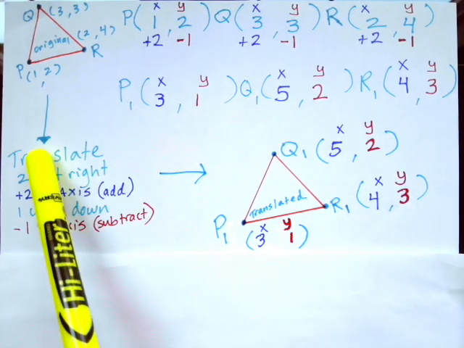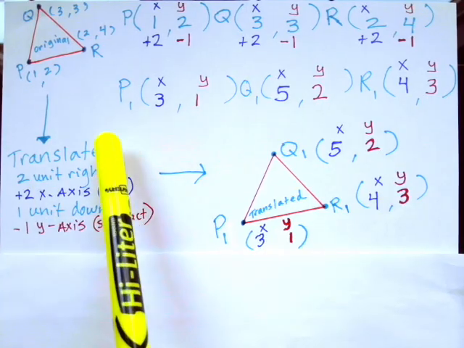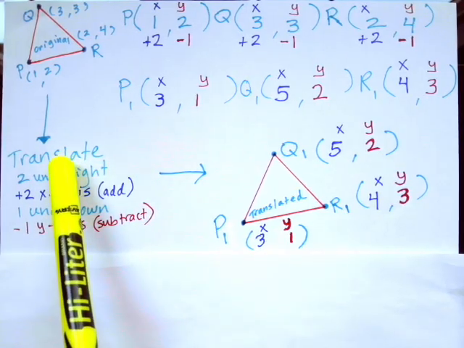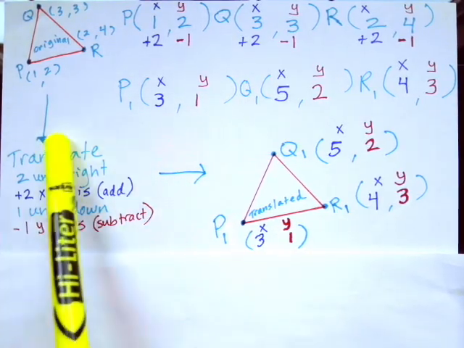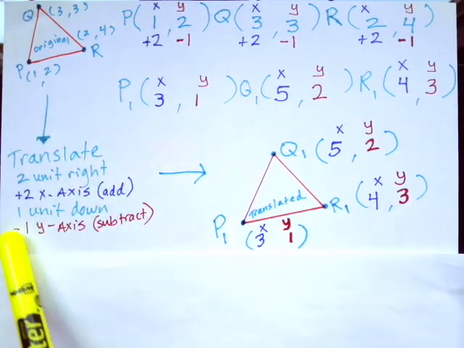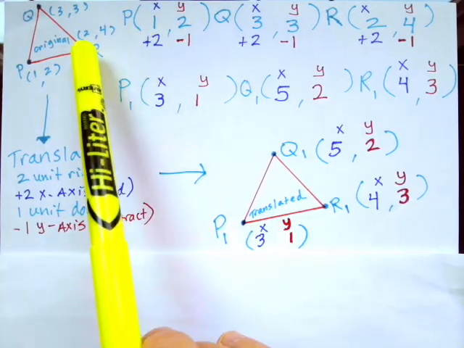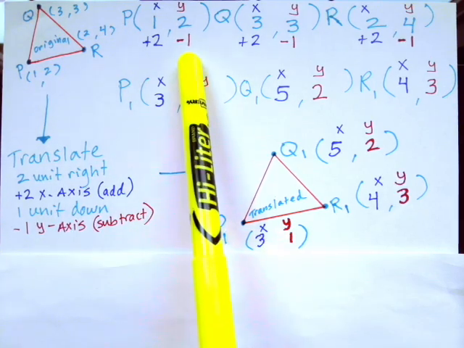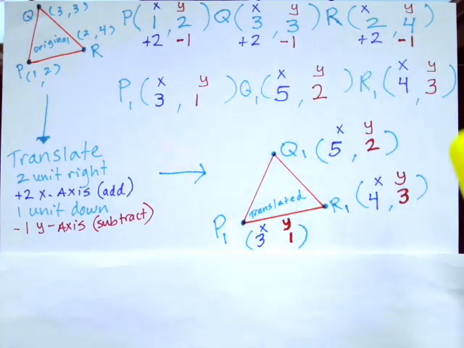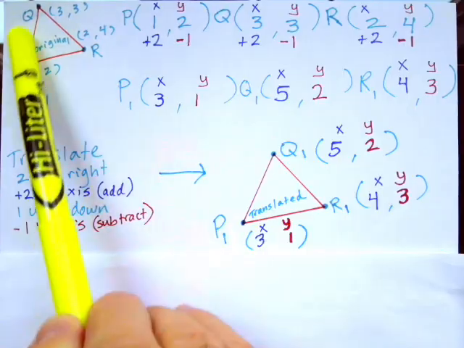So again, translation is just moving. It's moving to the left, the right, translation up, translation down. You're taking each point and you're just moving it with the instructions they give you. 2 units to the right, 1 unit down. So each point gets moved 2 to the right and 1 down. Hopefully that helps you. P prime is our new location of this triangle.